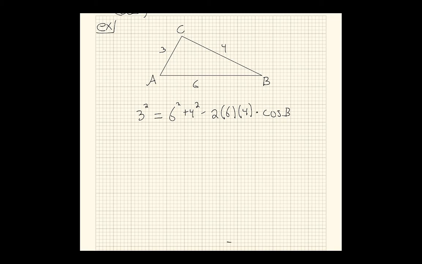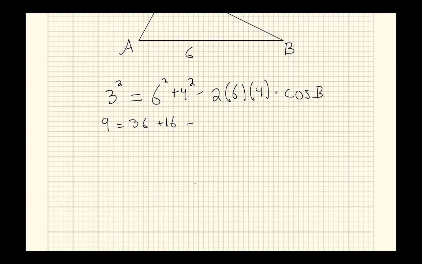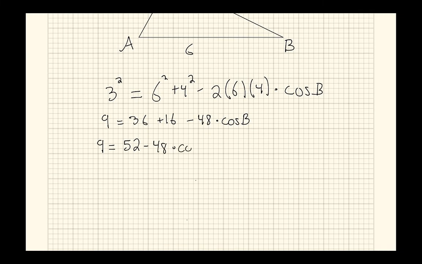So let's do all of our simplifying. We have a 9 equals 36 plus 16 minus 2 times 6 is 12, times 4 is 48. So minus 48 times the cosine of B. 36 and 16 is 52. So 9 equals 52 minus 48 times the cosine of B. And you might be tempted to subtract these two. Don't do that. Remember, this is multiplication here. So we're going to move the 52 over first. 9 minus 52 is negative 43.